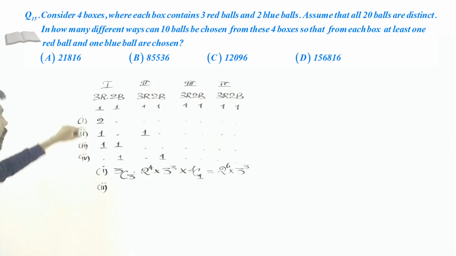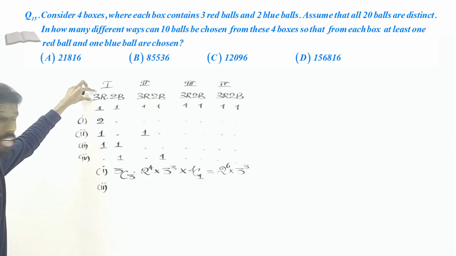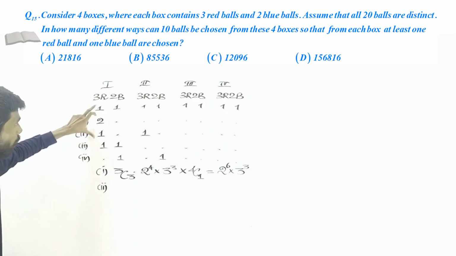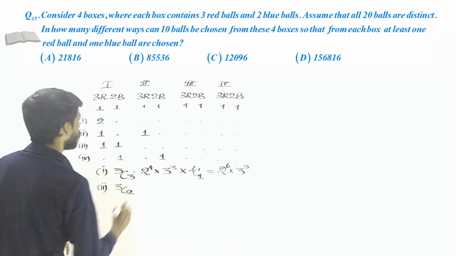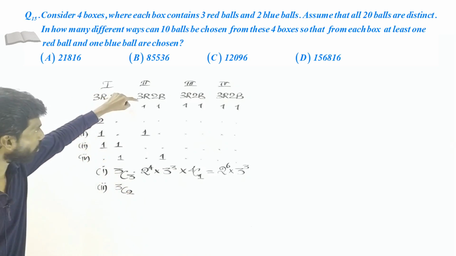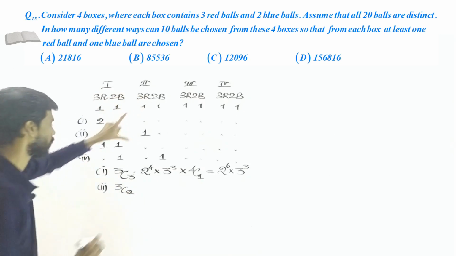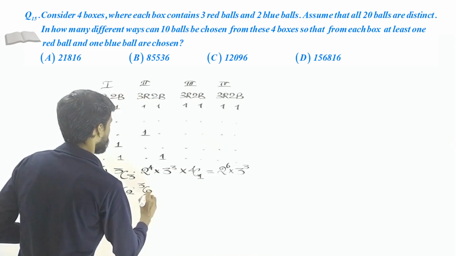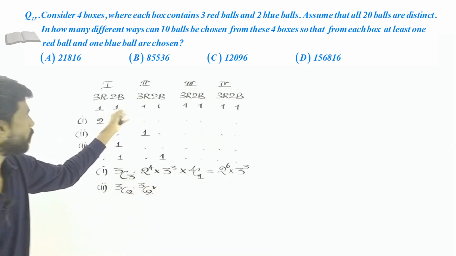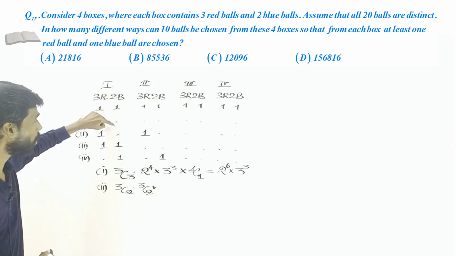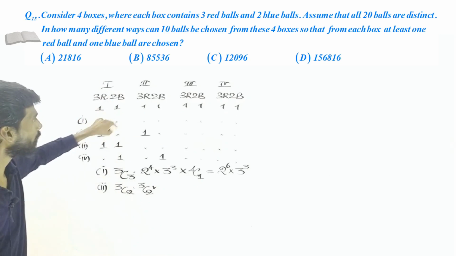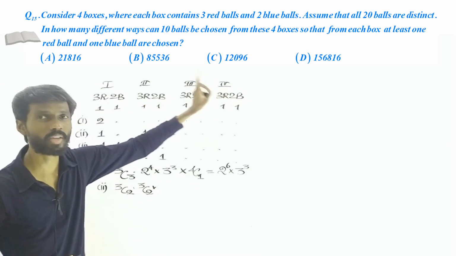What is the second case? Now here from the first box, from the 3 red balls, we are selecting 2 red balls because already 1 is selected, now 1 more. So 3 red balls, it means 3C2. Similarly here also from 3 red balls we are selecting 2 red balls, so 3C2. From the remaining boxes, we are selecting only 1 ball, right? So from the 2 blue balls we are selecting only 1, and similarly here also only 1.